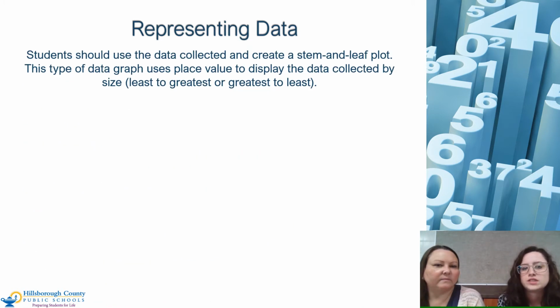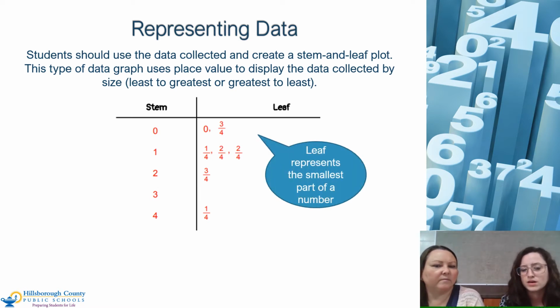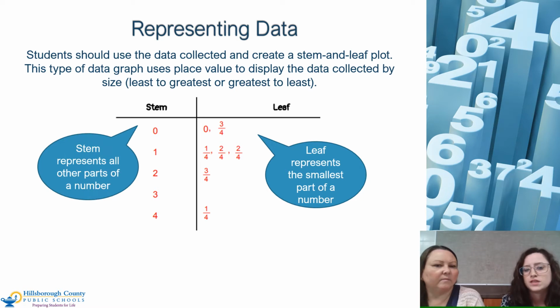So as students continue to work through collecting data and representing data, they're going to start to create stem and leaf plots. This is a type of data graph that utilizes place value to display the data collected by size, either least to greatest or greatest to least. So this is an example of a stem and leaf plot. So the leaf represents the smallest part of a number, and the stem represents the other parts of the number.